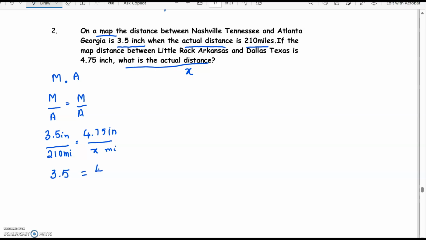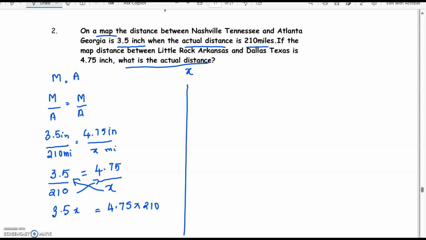Now I'm going to write it without the units, just so that we're working only with numbers at this point. And then at the end, we'll think about what our answer means. So we're going to keep this clean. 3.5 over 210 equals 4.75 over x. So we cross multiply, and that gives us 3.5x equals 4.75 times 210.